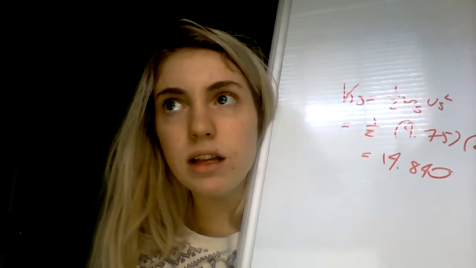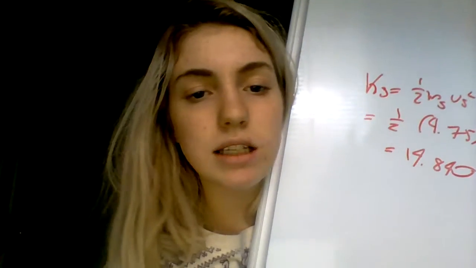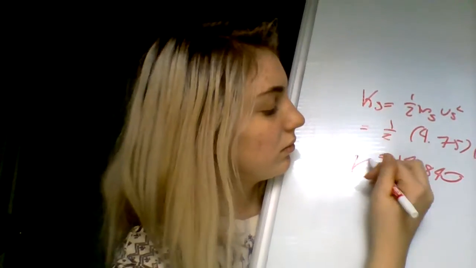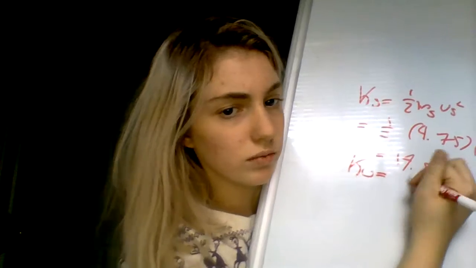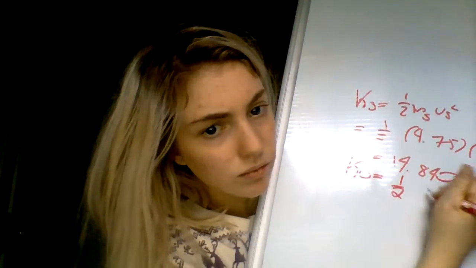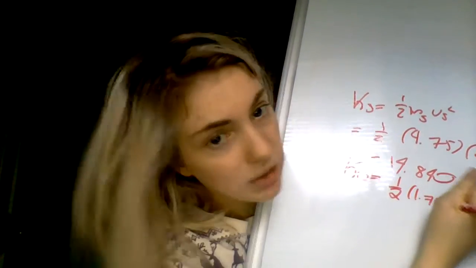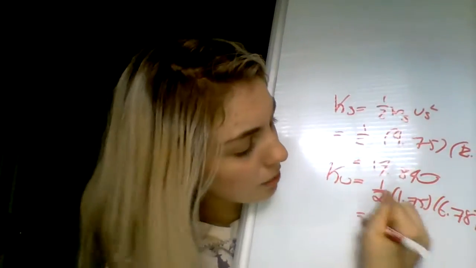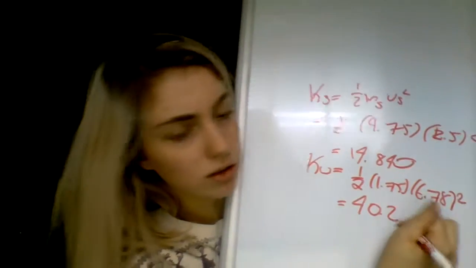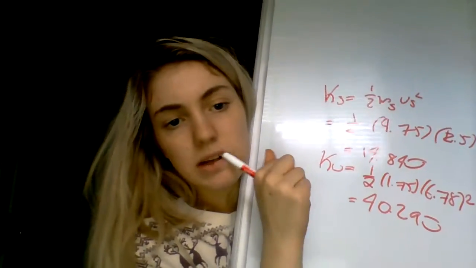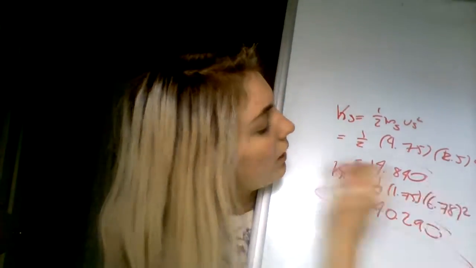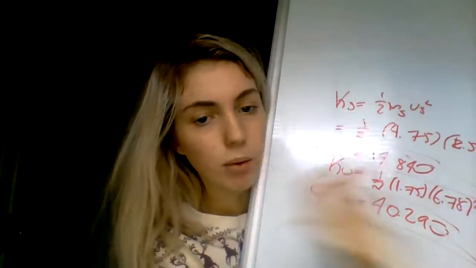And then we use the values of the mass of the water and the velocity of the water to get the kinetic energy of the water as well, using the same equation as above. That gives 40.29 joules. So now the total kinetic energy of the system is just adding this with this, and I get 55.13 joules for part B.